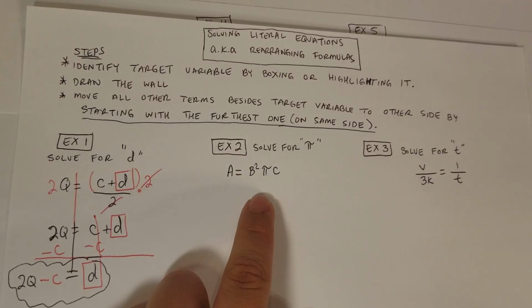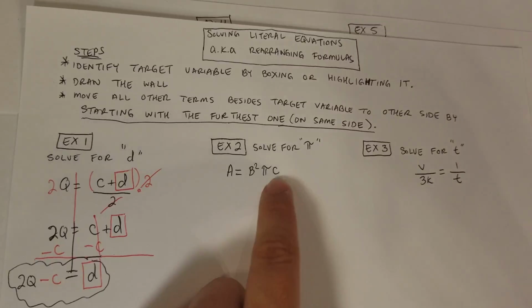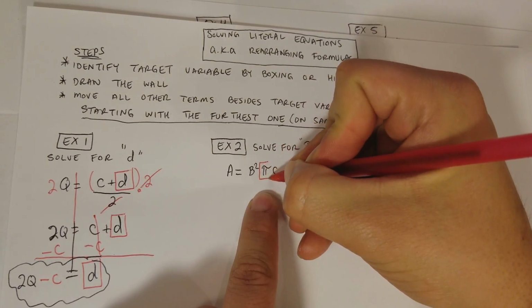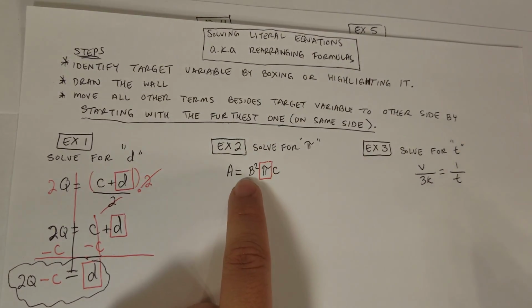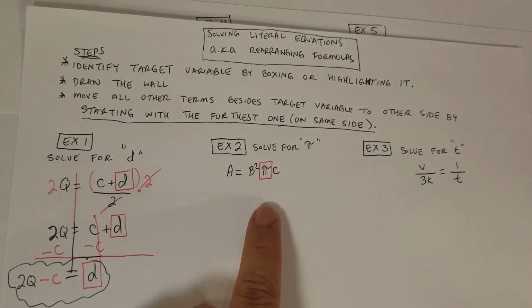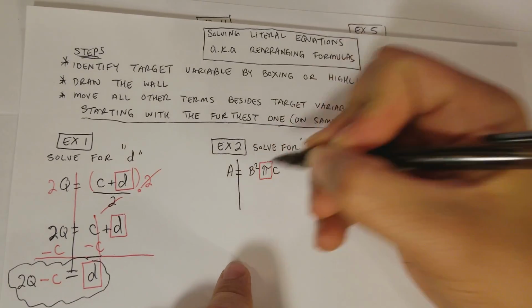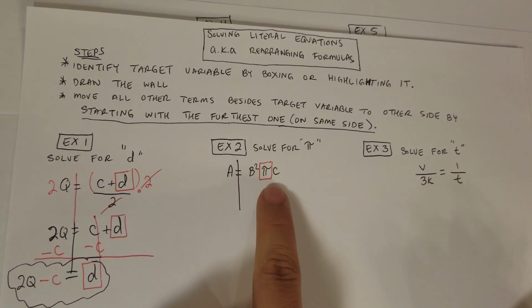Okay, example number 2, we have to solve for the variable pi. Pi is this symbol right here. I want to get rid of the b squared and I want to get rid of the c. So I can draw the wall, and I want to move the b squared to that side and the c to that side.